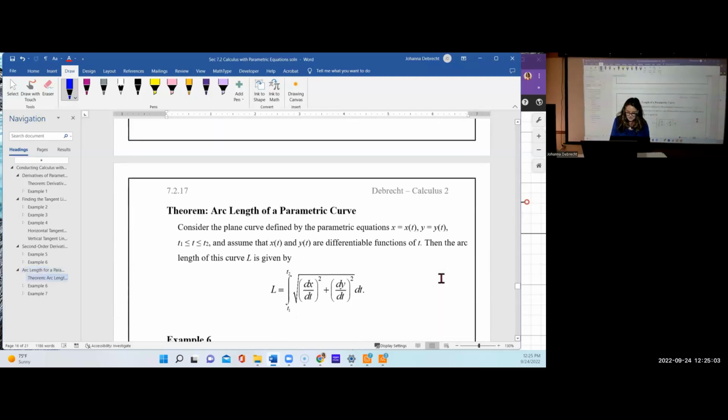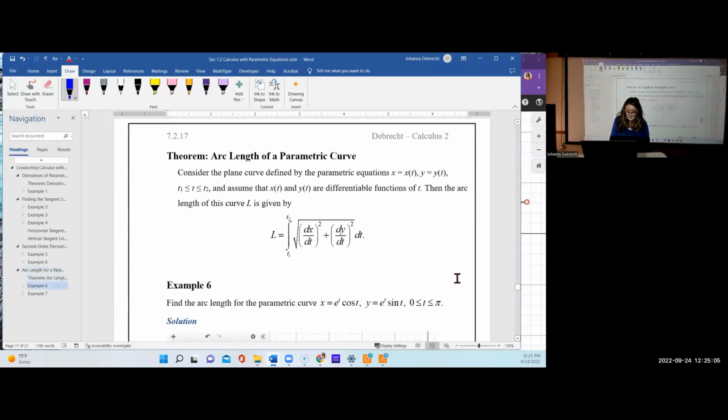All right, so here's the formal statement of the theorem. We have a plane curve, meaning in two-dimensional space. We have parametric equations x of t and y of t. T goes between t1 and t2, and we want to know what the length of that curve is. Assume that x of t and y of t are differentiable, because if they're not, we can't find the derivatives and we can't use the formula. So they need to be differentiable, and remember, if they're differentiable, they have to be continuous.